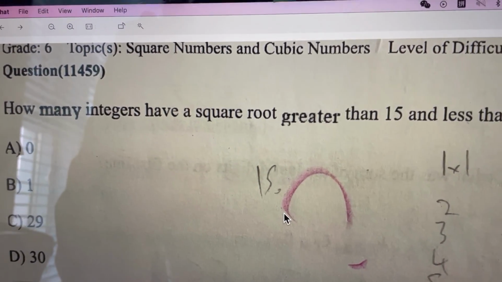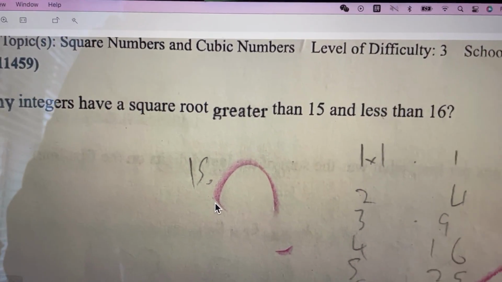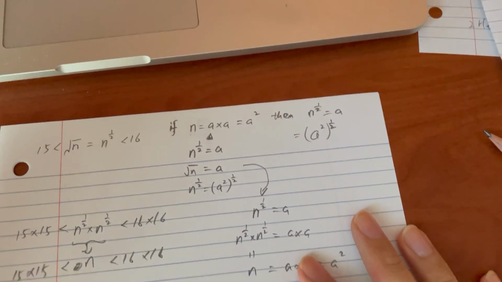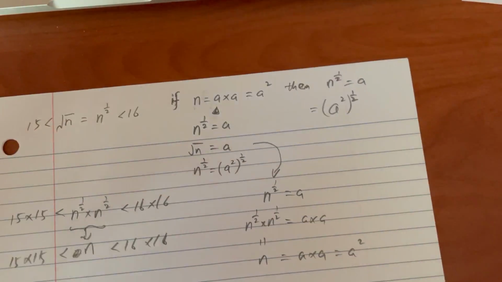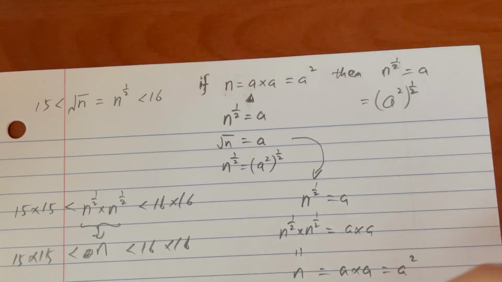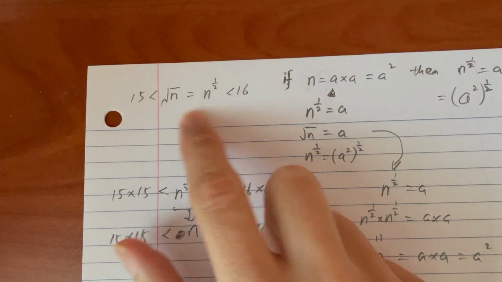How many integers have a square root greater than 15, less than 16? So let's first look at what a square root is. What does it mean to be a square root? So let's first look at the question.